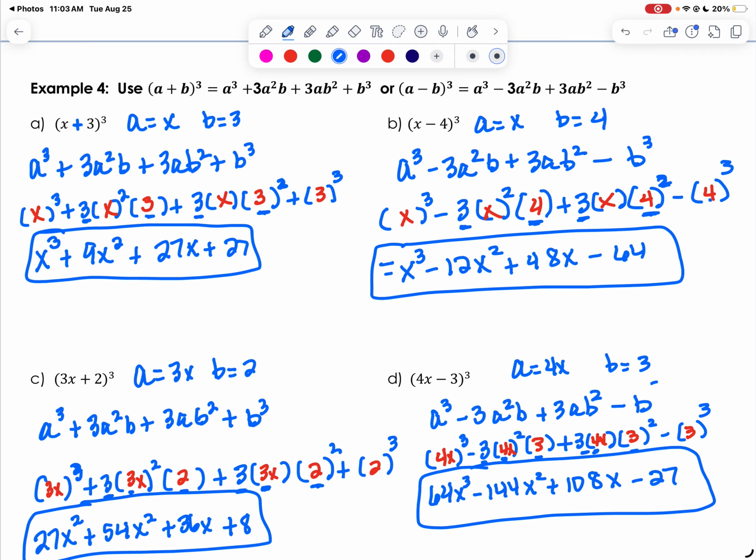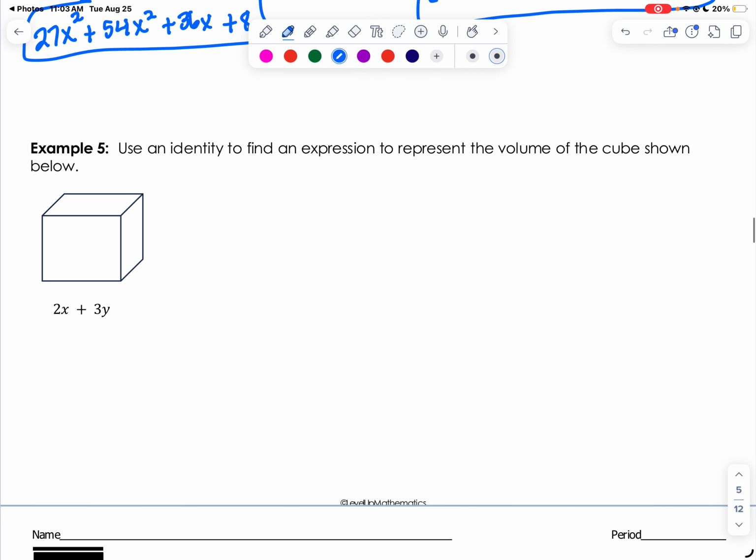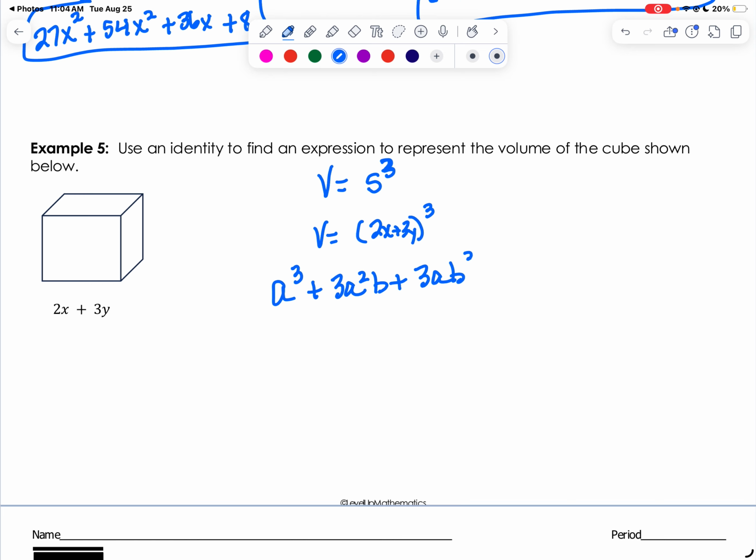All right, last example. Use an identity to find an expression to represent the volume of the cube shown. Well, first of all, we know the formula for the volume of a cube is the side raised to the third power. So the side times side times side. So we are going to take the volume and plug in the side, which is 2x plus 3y to the third power.